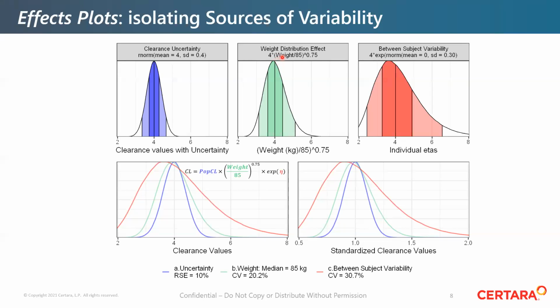So I'm showing, okay, what is the distribution of clearance when I have 10% SD, and then you see here I'm plugging in a weight distribution, computing the interval, and then I'm adding a between subject variability of 30%, and then below here I'm comparing. Okay, we can see the uncertainty is smaller than the covariate, which is smaller than the effect of the BSV.